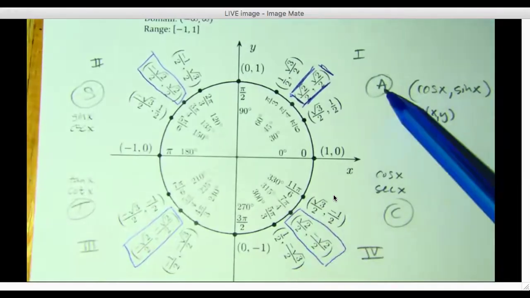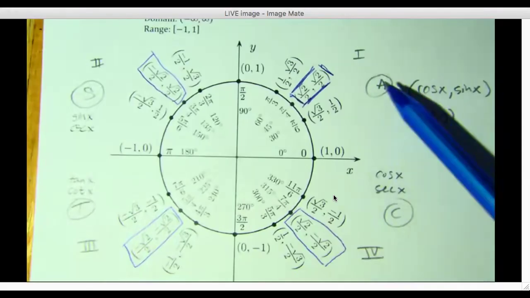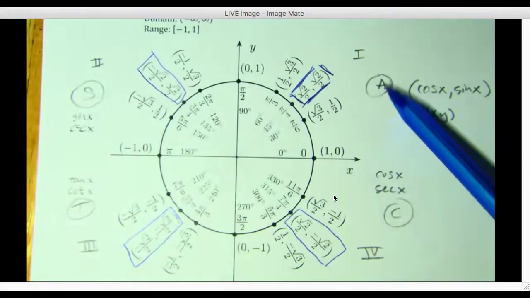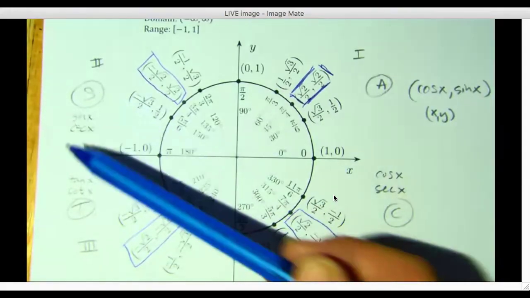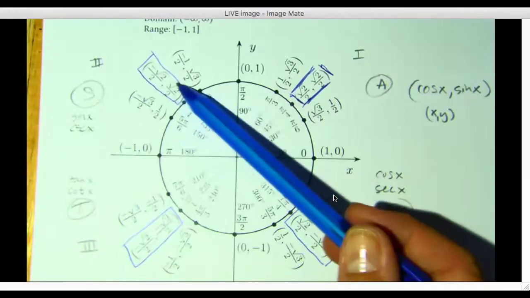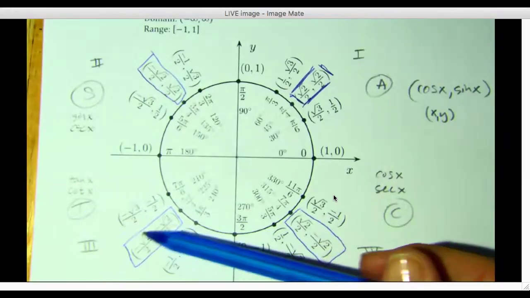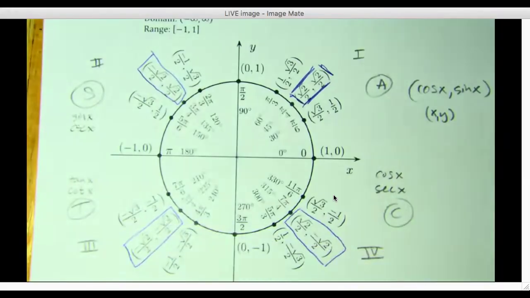And again, that's from the acronym sometimes teachers will teach us. All students take calculus. All of them are positive here. Sine and its reciprocal function are positive here. So the sine value is positive and then the cosine is negative. Tangent is the only one positive here. So sine and cosine are both negative here. And then cosine is positive here, the x value, and sine is negative. So the y value is negative here. And so the x and y coordinates are the same for all of those.